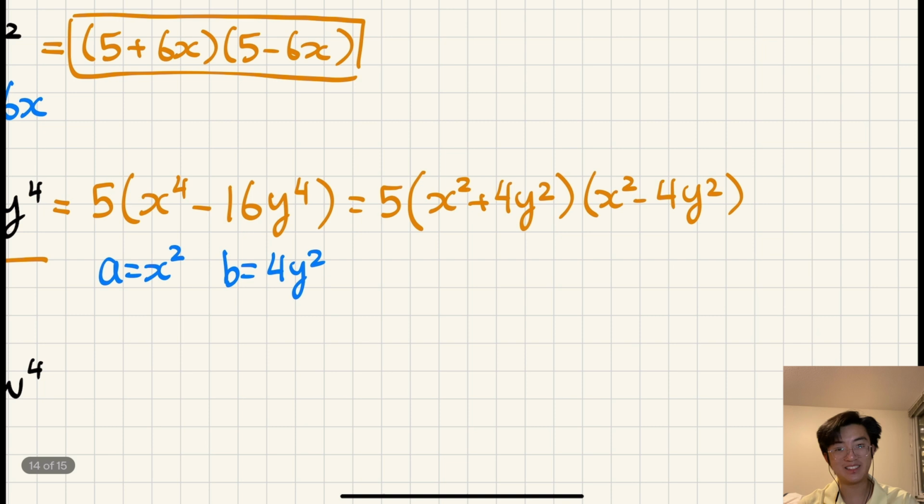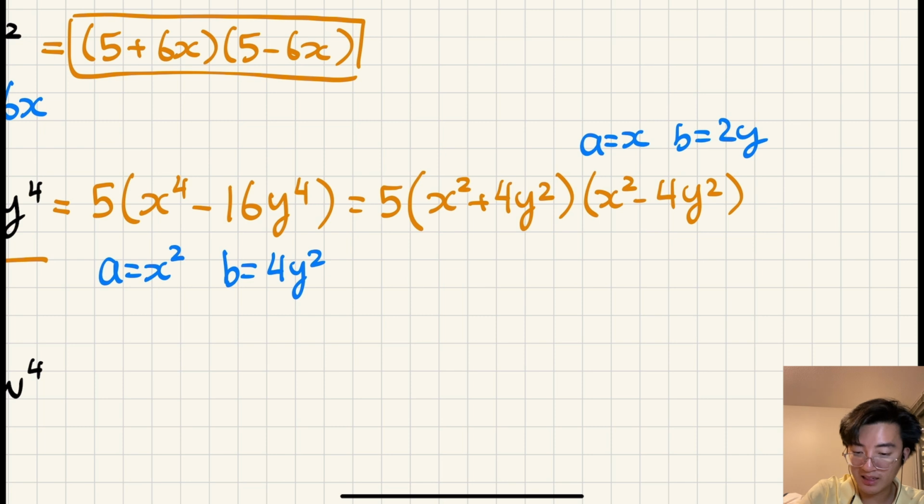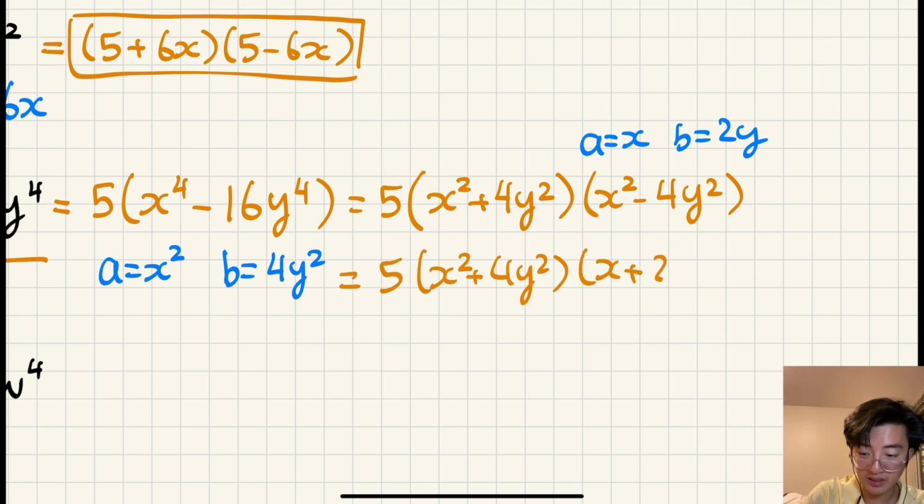Okay, but wait, there's more. We notice here again that x squared is still a perfect square. 4y squared is still a perfect square, so we can keep going with this. The square root of x squared is x, the square root of 4y squared is 2y. So once again, we can factor this even further. This becomes (x plus 2y) times (x minus 2y).